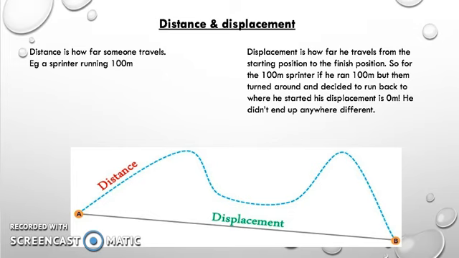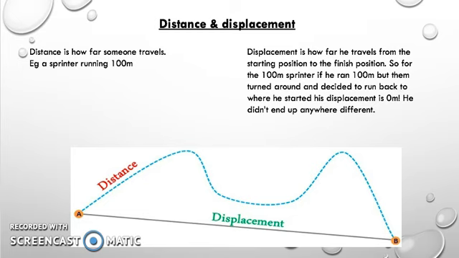If a player runs up and down the court 50 times, the court length is 25 meters, then the basketball player's distance traveled was 1,250 meters. Displacement is how far he travels from the starting position to the finishing position. So for the 100-meter sprinter, if he ran 100 meters but then turned around and decided to run back to where he started, his displacement is 0. He didn't end up anywhere different.